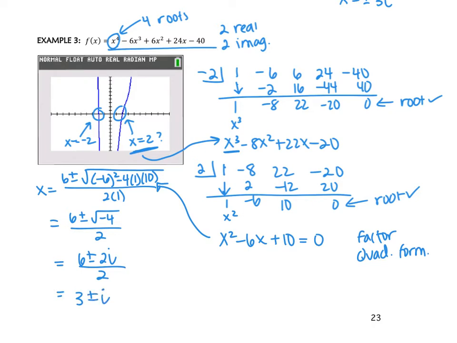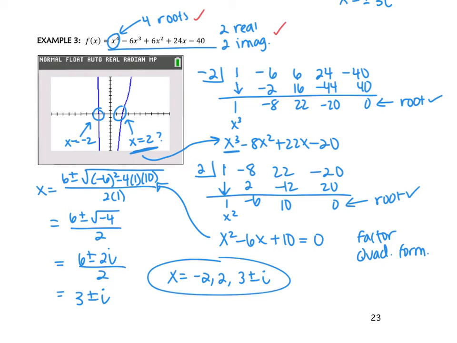Now, my work is kind of all over the place here. I don't want you to have to be searching your work to find what your answers are. So let's bring all of them together. From the graph, we got -2 and +2. We also got 3 plus or minus i. So those are our solutions, our roots, our zeros, whatever term you want to use. Please make sure that that checks with our beginning thoughts. Yes, we got 4 roots. Yes, 2 of them are real and 2 of them are imaginary.